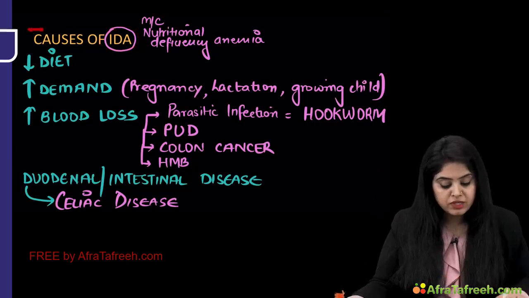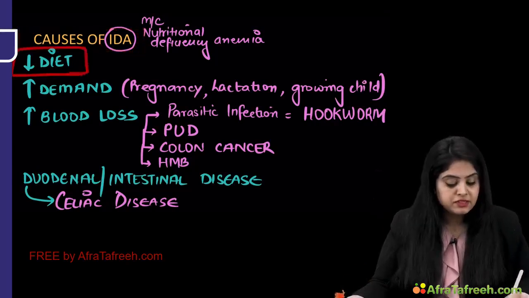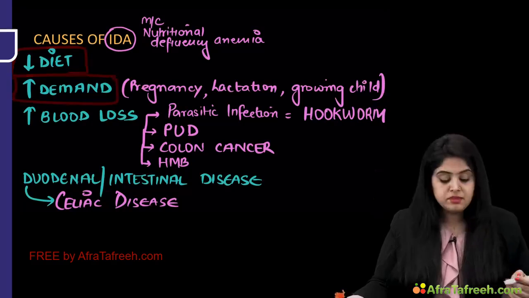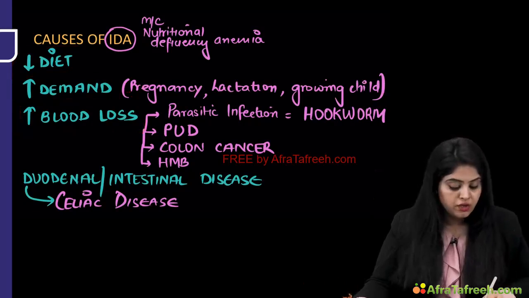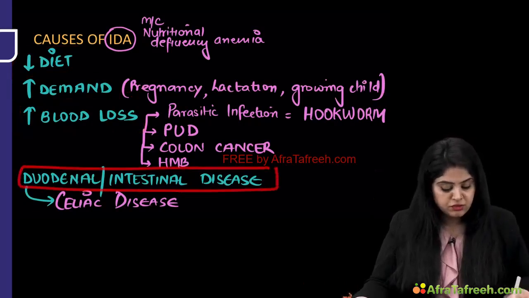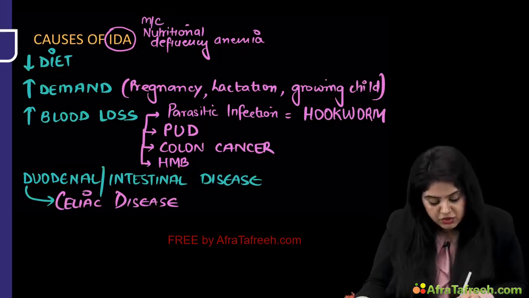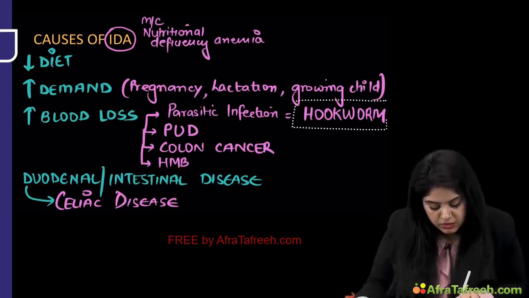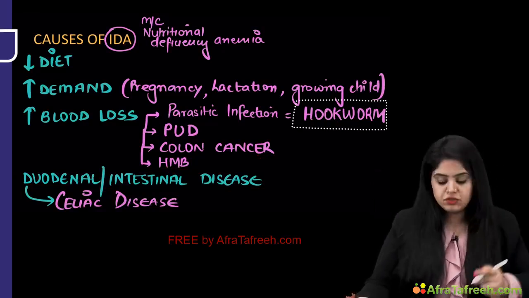So let's do a recap. What are the reasons why someone will have iron deficiency anemia? Either there's a decrease in the diet, or there's an increase in the demand, or there is some route of blood loss, or if there is any duodenal disease, because duodenum is the main site of absorption. But which infection in microbiology will they tell you? This is hookworm infection, right? So whatever may be the reason, iron deficiency has started.